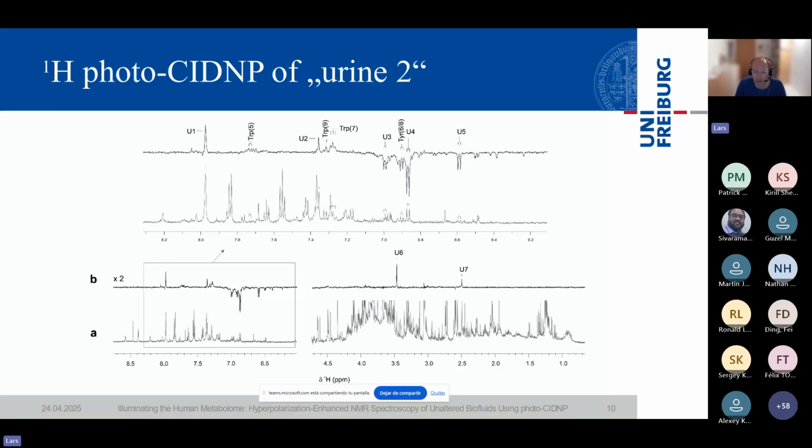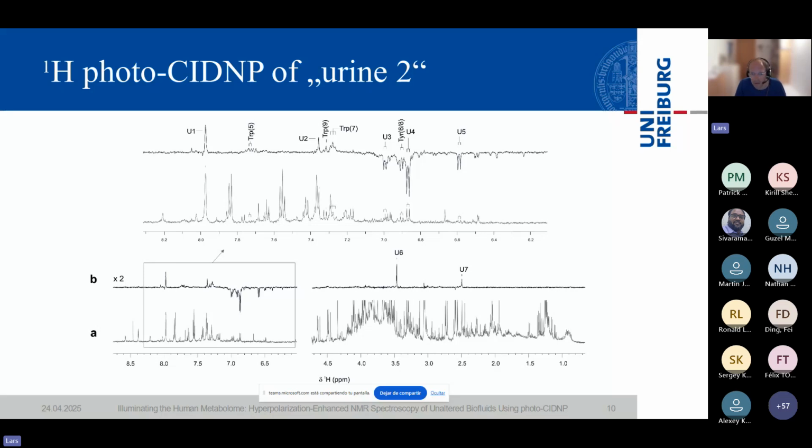And the most intense of them were then subjected to a further analysis, because of course we wanted to know which molecules are responsible for the hyperpolarization signals here that we were able to observe. I wanted to point out one thing here in this spectrum. You can see that most of the hyperpolarized signals have a counterpart in the thermal spectrum, which of course was to be expected.